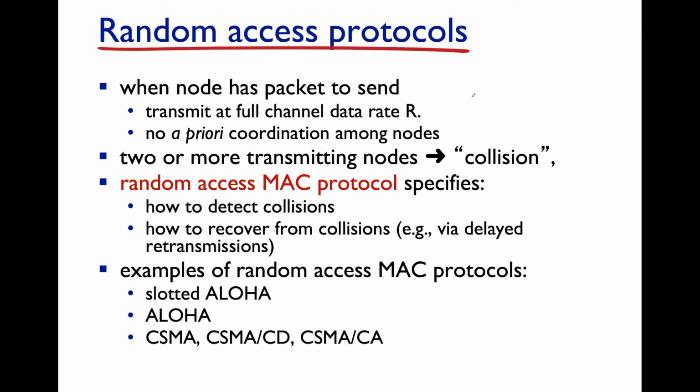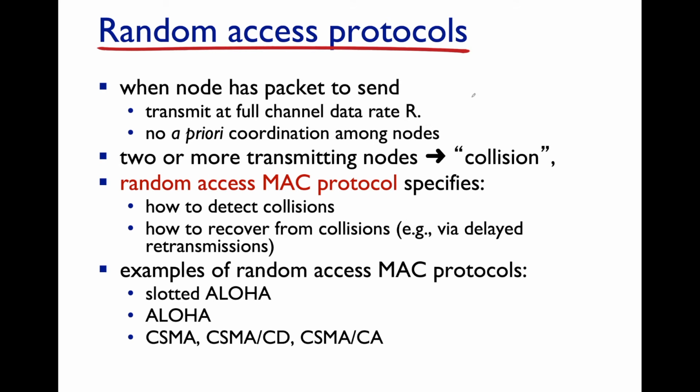It means 2 nodes can transmit at the same time. And when 2 nodes transmit at the same time, there's more than 1 node's worth of signal energy within that shared medium. So they can certainly detect when someone else is also trying to send data across the shared medium. And when more than one is trying to send, that's called a collision. And so what a random access media access protocol does, it specifies 2 things: how to detect this collision when multiple hosts are trying to send, and how to recover from a collision.